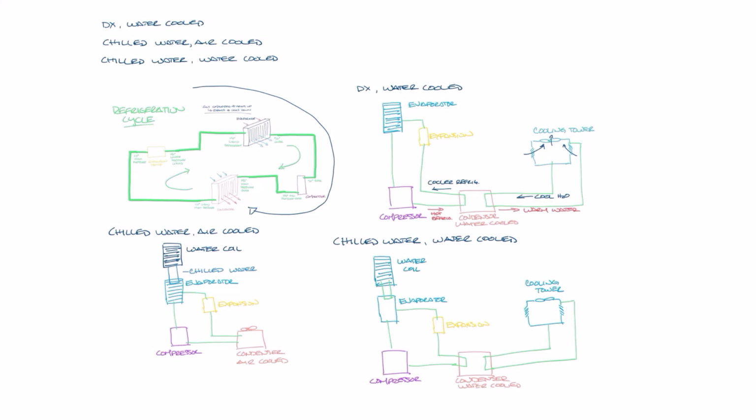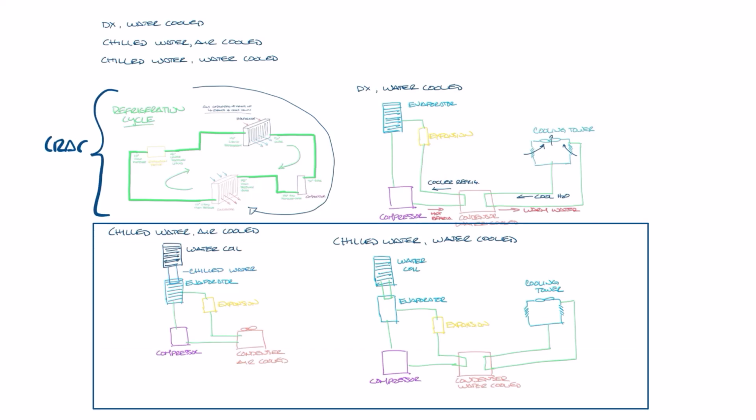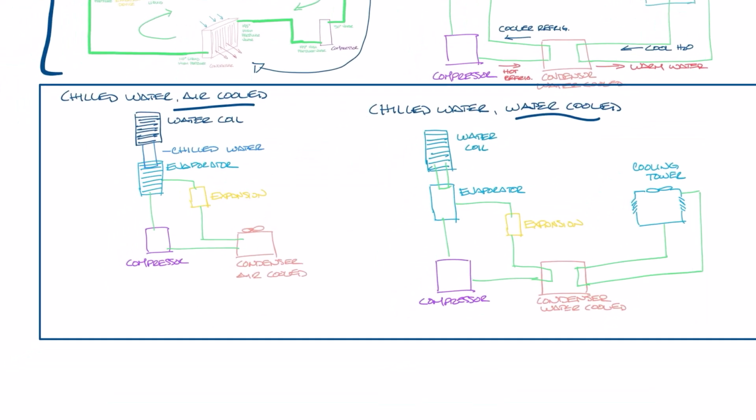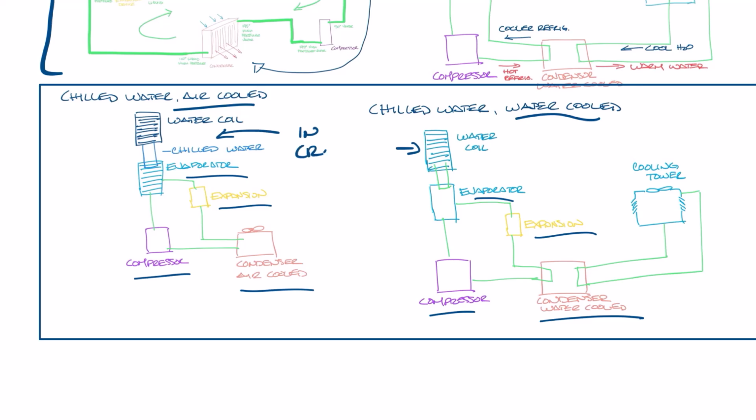So this top image is the one I used when I talked about the CRAC units. CRAH units would look like one of these two bottom systems. Chilled water systems can either be air-cooled or water-cooled. Let's zoom in so we can look more closely. You would have a compressor, expansion device, evaporator, and condenser, and possibly a cooling tower. All of these parts would be separate from the CRAH unit itself. Then this water coil here, or this one here, would be in the CRAH unit supplying the cooling.